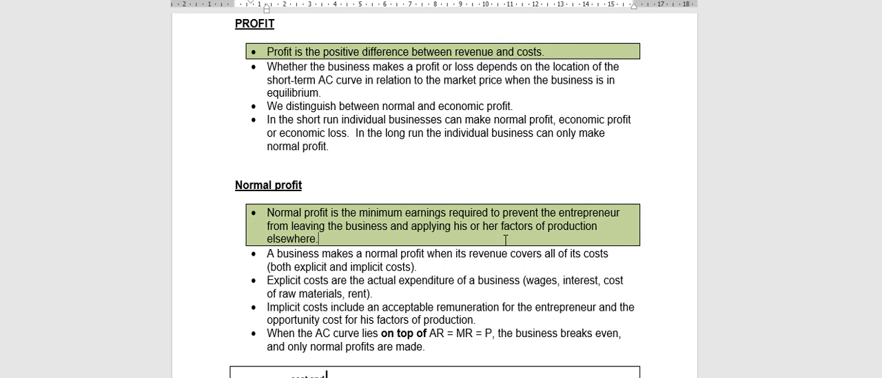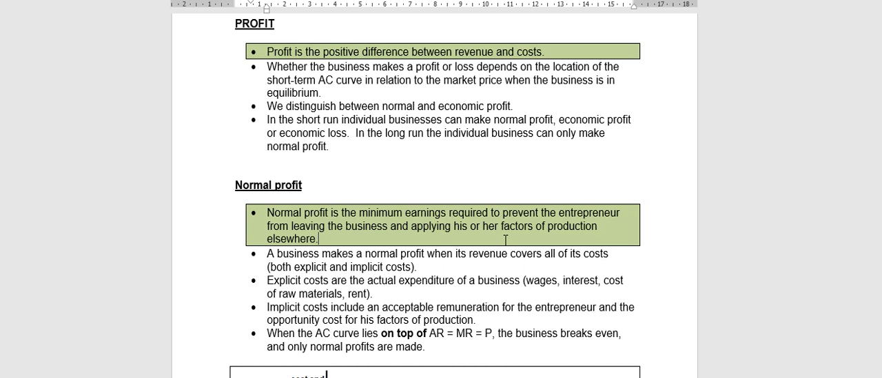Okay, now remember, right at the beginning of this chapter, we revised your explicit costs and your implicit costs. We also did this in grade 11. Now, an entrepreneur is a person like any other person. Any business, those accounting people, if you do accounting, you know that a business only draws up an income statement once a year at the end of their financial year. So you will only work out once a year at the end of the financial year if the business has made a profit or not.